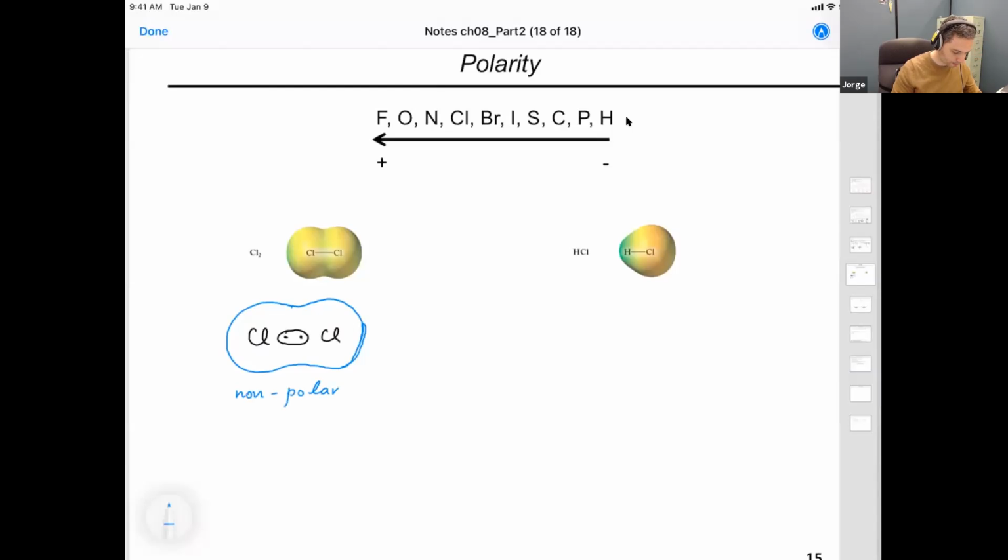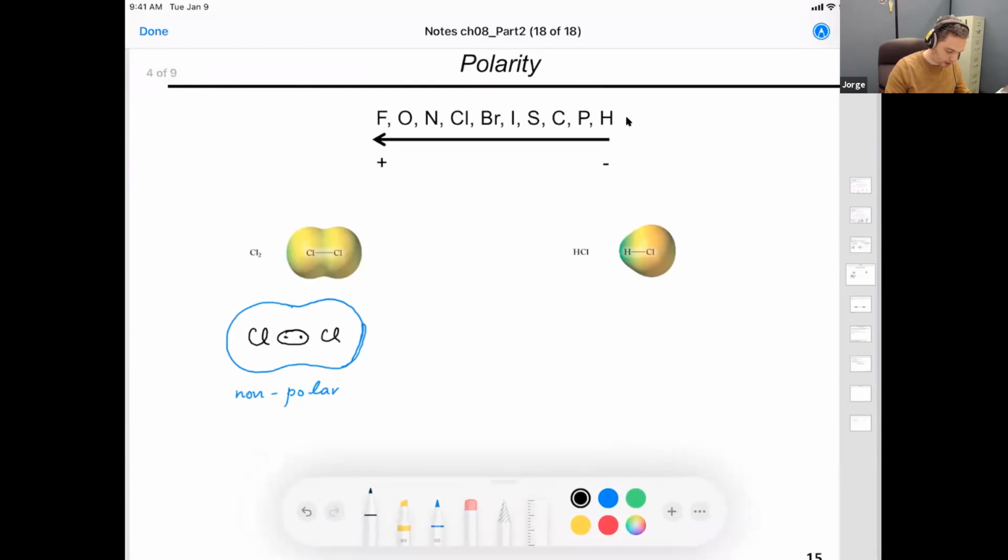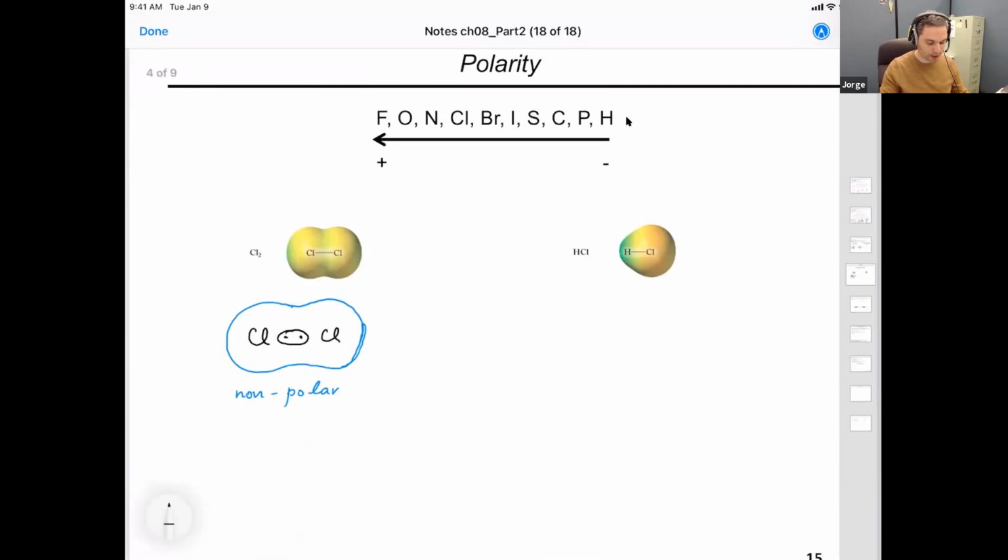Okay? So there is no winner here. Therefore, the pair is being equally shared. Therefore, this covalent bond is called non-polar. Now let's move on to the second example. Now we have here HCl.